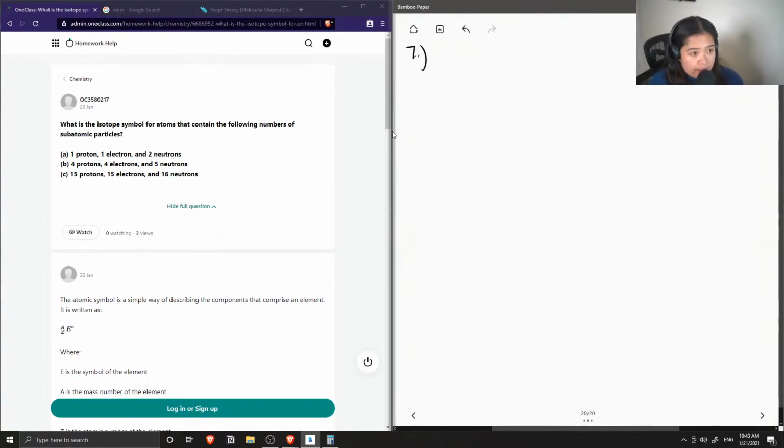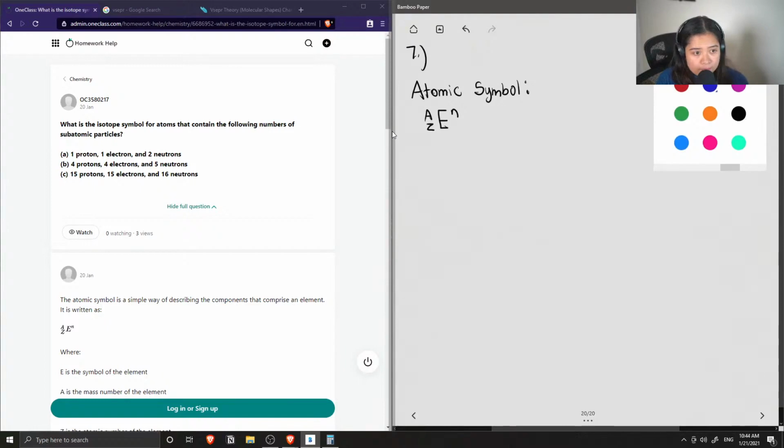Okay, so let me show the general expression when you write any atomic symbol. It can be written as A, Z, E, and then N. Okay, so I'll say what each of these variables mean.